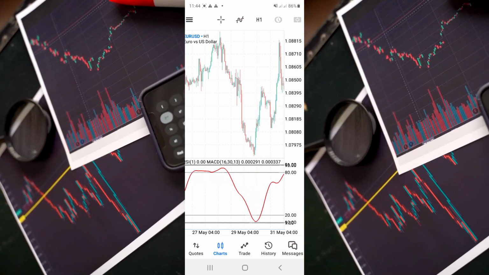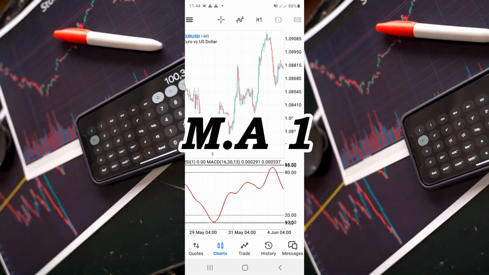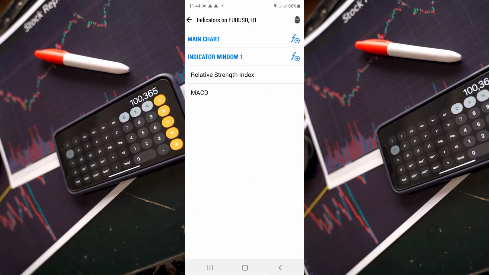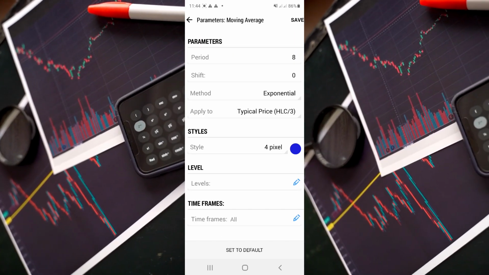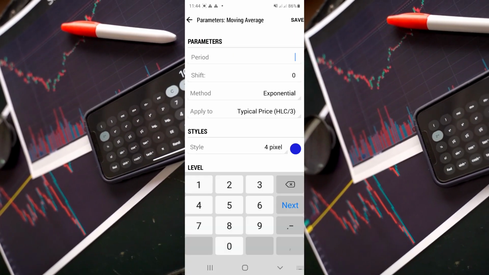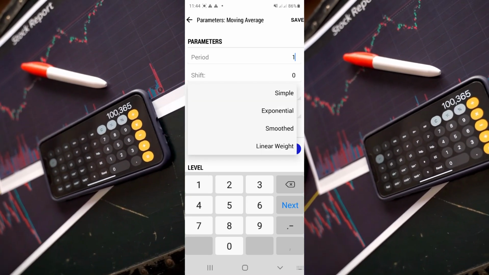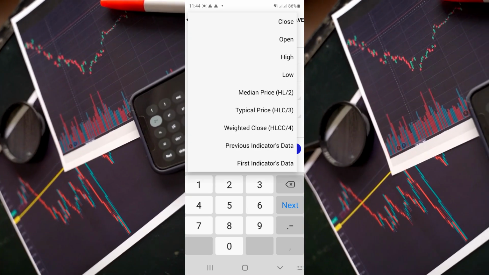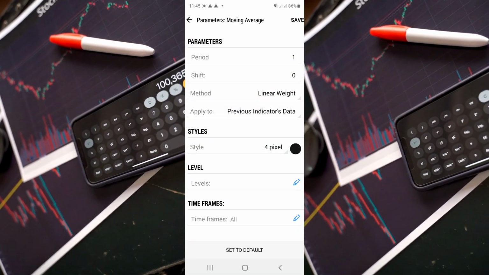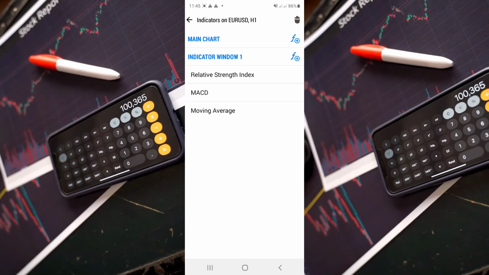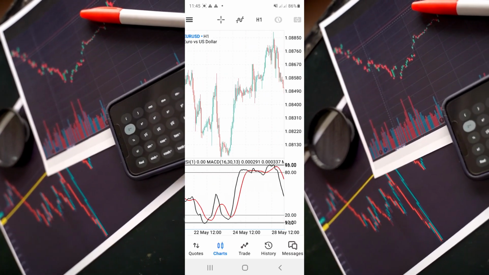Now we are going to add our third indicator, which we call the moving average. Still, we shall head onto the indicator tab, add the moving average still to the indicator window. We select right here, then we select the moving average. Then the settings of the moving average, we shall change the period to 1, then the shift at 0, then the method we change it to linear weighted, then apply it to the previous indicator's data, then we change the style to black. Then we press save. So let's head back onto the charts. This is how our RSI will be looking after adding our moving average.